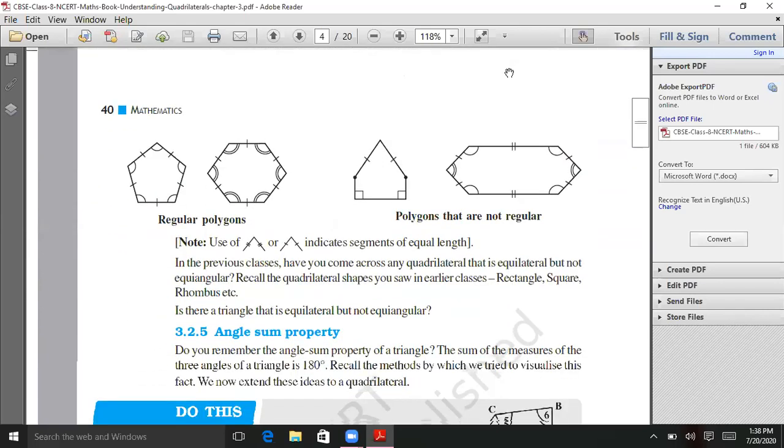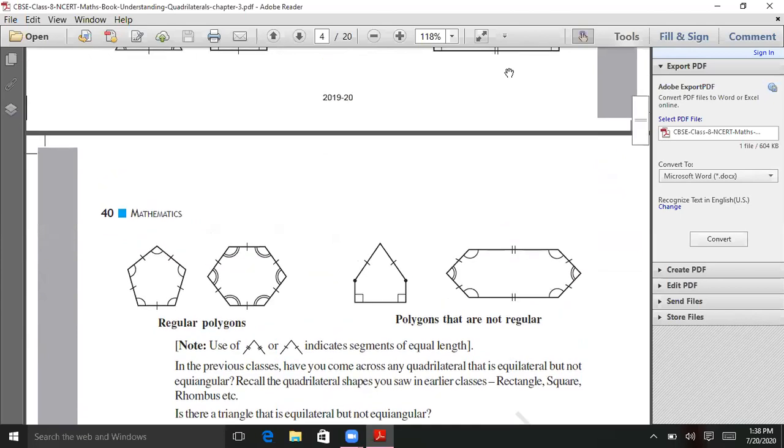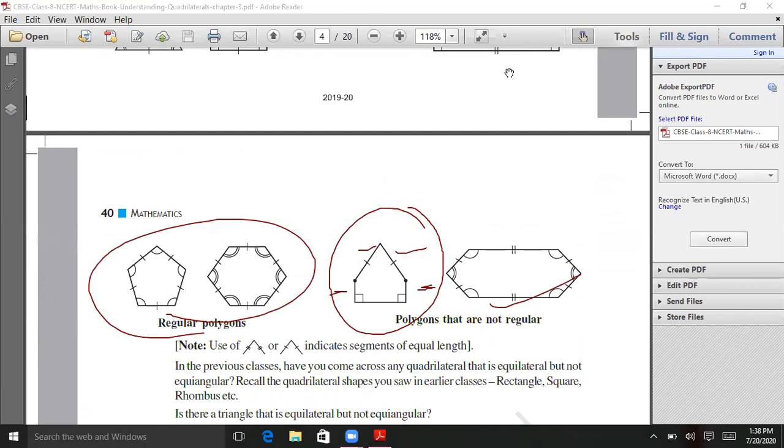Here are some examples. You can see this figure, it's not regular. You can easily see that only two sides are equal, others are not equal, so it's not regular. Here also this is not regular. Okay, and these two are regular. As you can see here, all sides and angles are equal. So we'll say that this is regular and this is not regular.